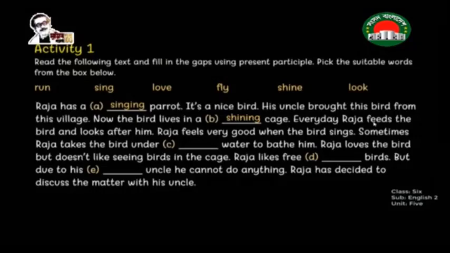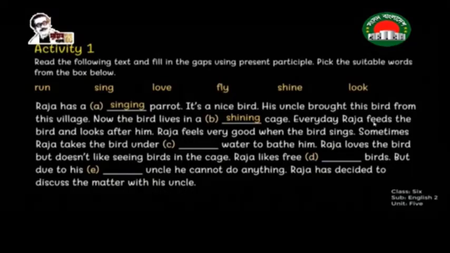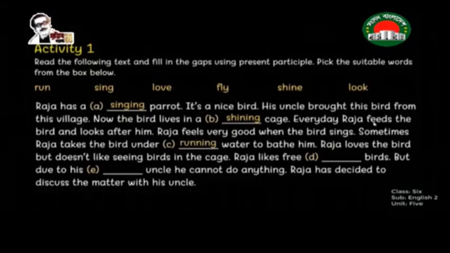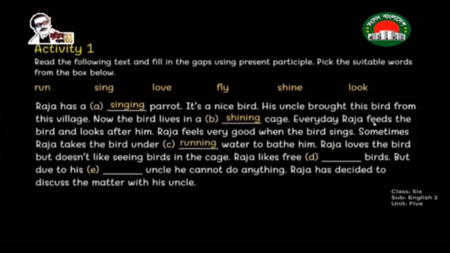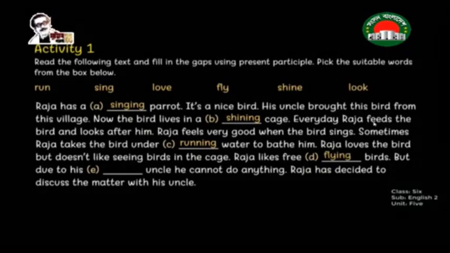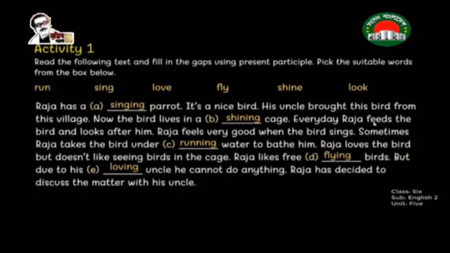Every day Raja feeds the bird and looks after him. Raja feels very good when the bird sings. Sometimes Raja takes the bird under running water. Exactly, running water to bathe him. Raja loves the bird but doesn't like seeing birds in a cage. Raja likes free dash birds, free flying birds. But due to his dash uncle, yes, loving uncle, he cannot do anything. Raja has decided to discuss the matter with his uncle.